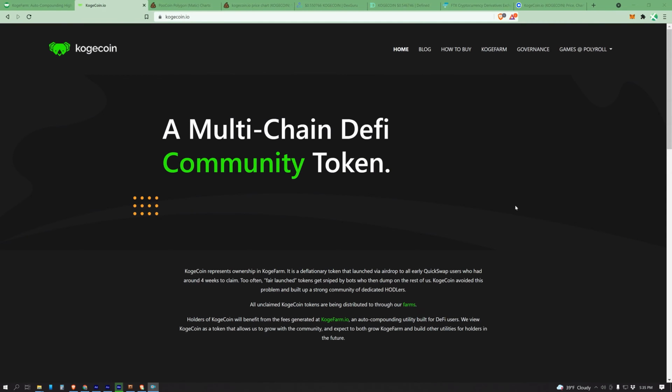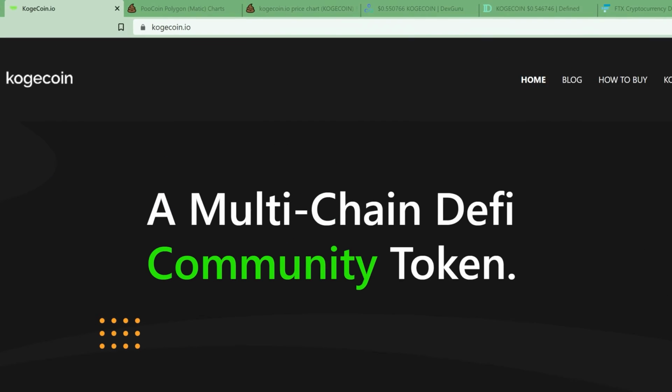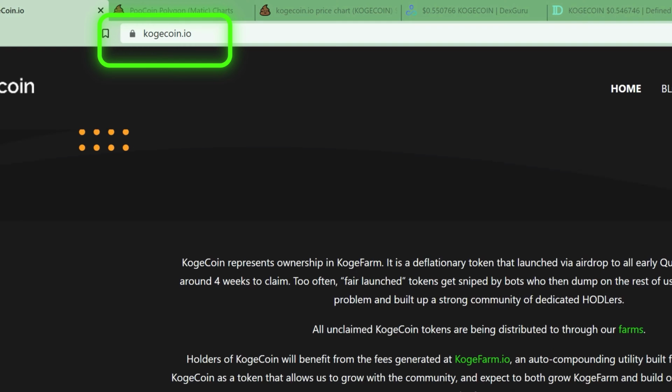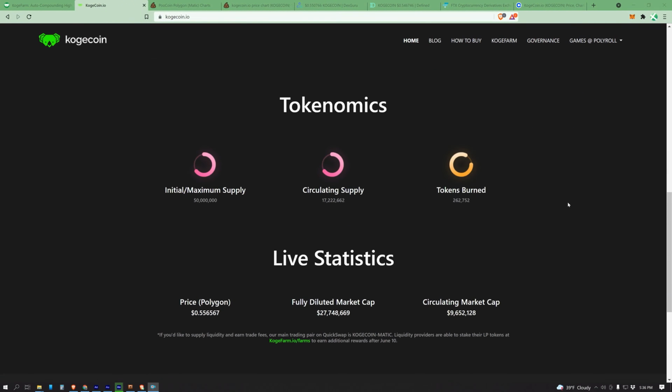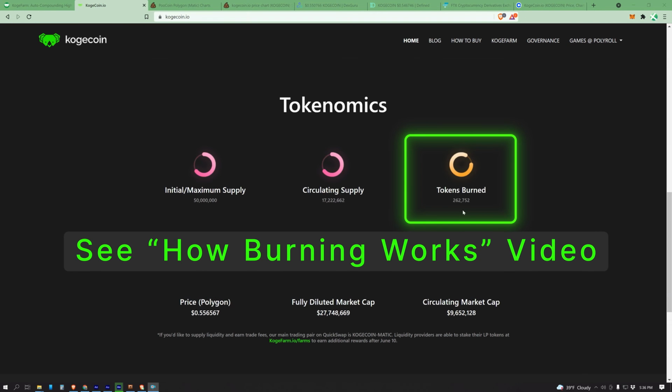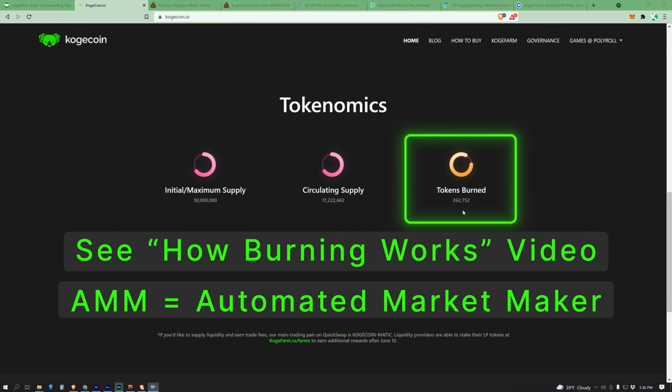Let's get started. For any official data you want on KogeCoin, KogeCoin.io is the place. You can see all the tokenomics, the initial supply, the circulating supply, how many have been burned, and price, fully diluted market cap, and circulating market cap. If you're wondering what burned means, don't worry, we have a video about that too. It's a way of reducing supply so the price goes up. And no, it will not get rid of all the tokens. AMM math literally makes that impossible.